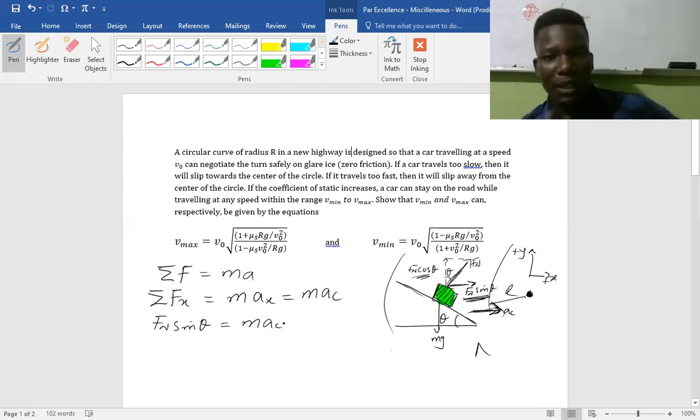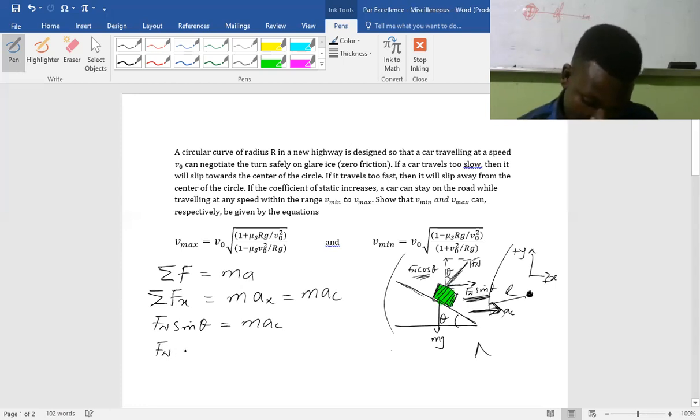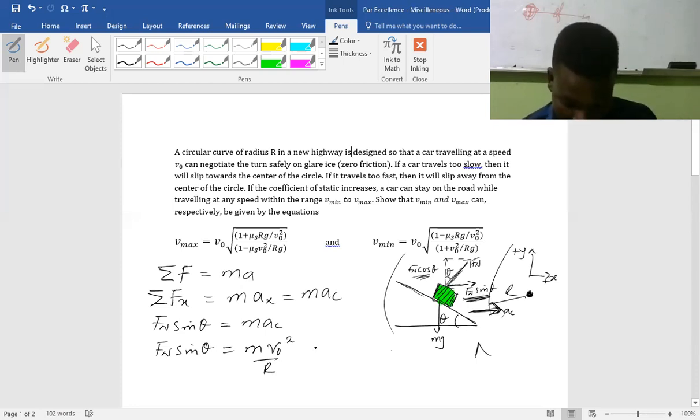Now, remember the relationship of centripetal acceleration and velocity. The centripetal acceleration is given by V naught squared, velocity squared over radius. Remember that friction is absent here, and in the first two lines that velocity is actually the V naught. So we are going to have normal force sine theta equal to mass times V naught squared over R. Let that be our first equation.